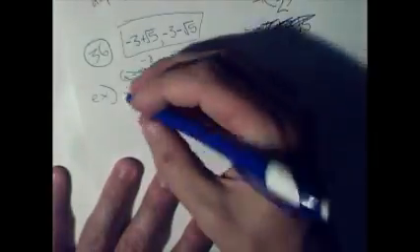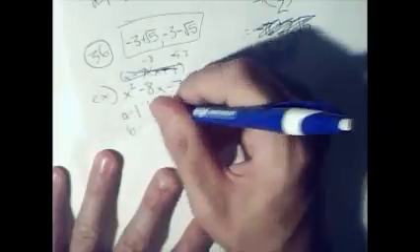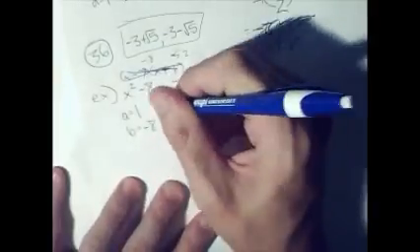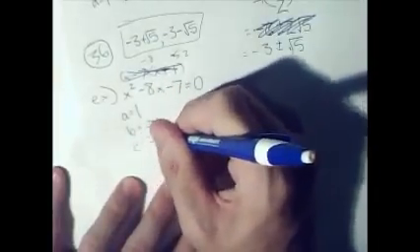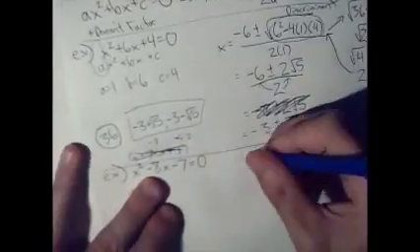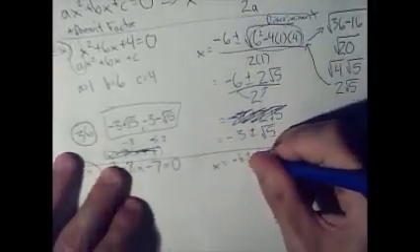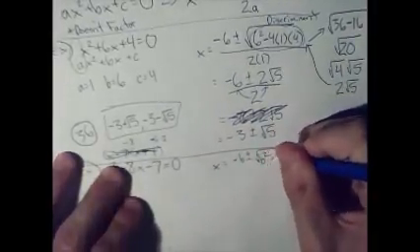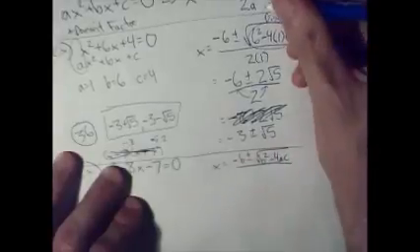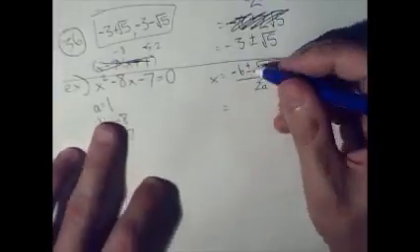Now I do want to point out that this will work. My a, my leading coefficient, is 1. My b, my middle coefficient, is negative 8. My c is negative 7. All I've got to do, and just go back up to the same quadratic formula, x is going to equal negative b plus or minus the square root of b squared minus 4ac all over 2 times a. All we've got to do is plug it in.